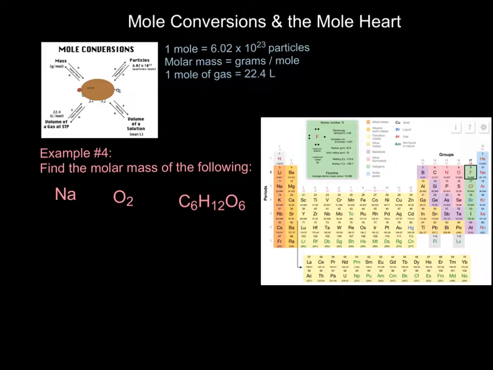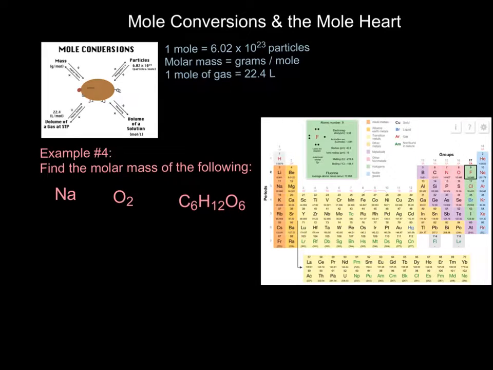Remember, 1 mole is equal to 6.02 times 10 to the 23rd, but 1 mole of any substance is equal to its molar mass, or its atomic mass in grams. So for example, example number 4 asks to find the molar mass of the following: sodium, oxygen gas, and glucose, C6H12O6. So let's look at sodium. It wants us to find the mass of 1 mole of sodium. Essentially, that's what it's asking when it asks us to find the molar mass. The molar mass is the mass of 1 mole of each of these substances.